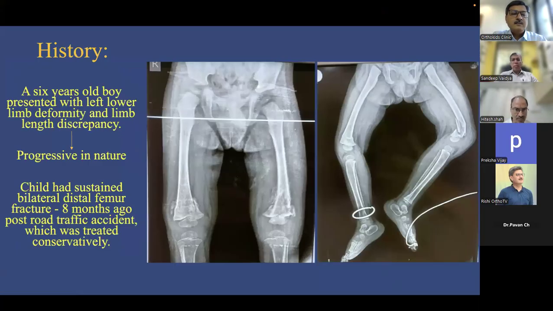A 6-year-old presented to us with left lower limb deformity and limb length discrepancy, which was progressive in nature. This patient sustained bilateral distal end femur fractures about 8 months ago during a road traffic accident, which was managed conservatively. So, when you see this X-ray, the first question is to Sandeep. If a 6-year-old or 5.5-year-old presents to us like this with this initial X-ray, Sandeep, what would be the right way of managing it?